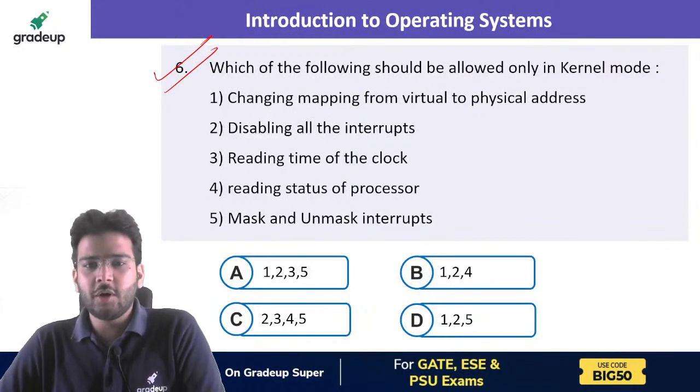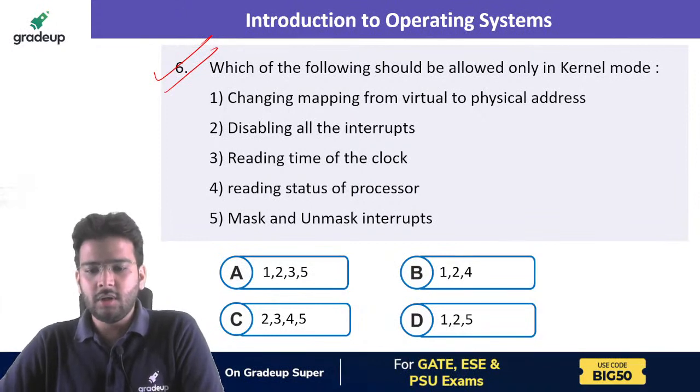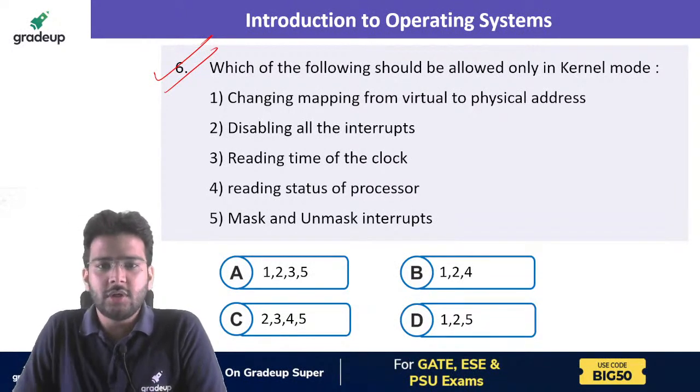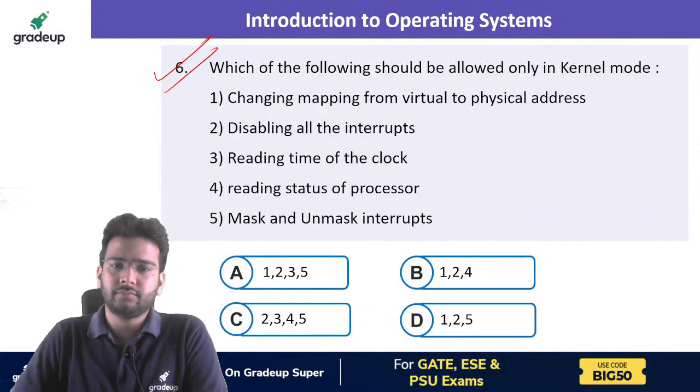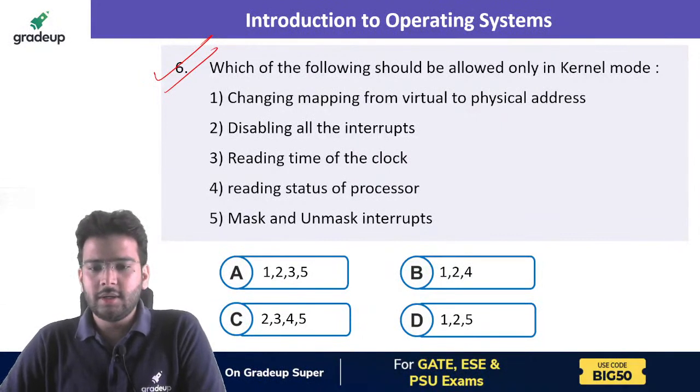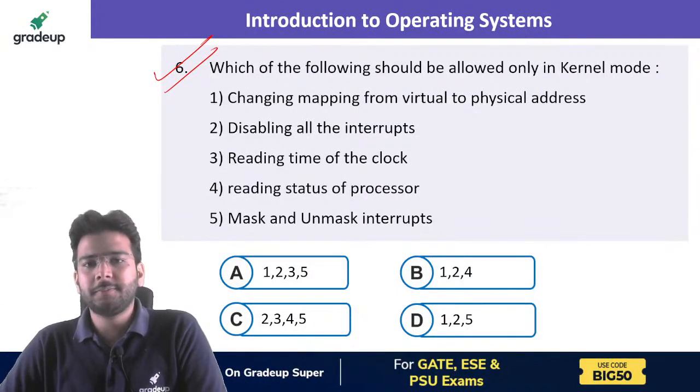Okay, Raja is saying option C should be the answer. Nishat is saying option D. Okay, Tushar is also saying option C. Yes, anyone else getting the answer?